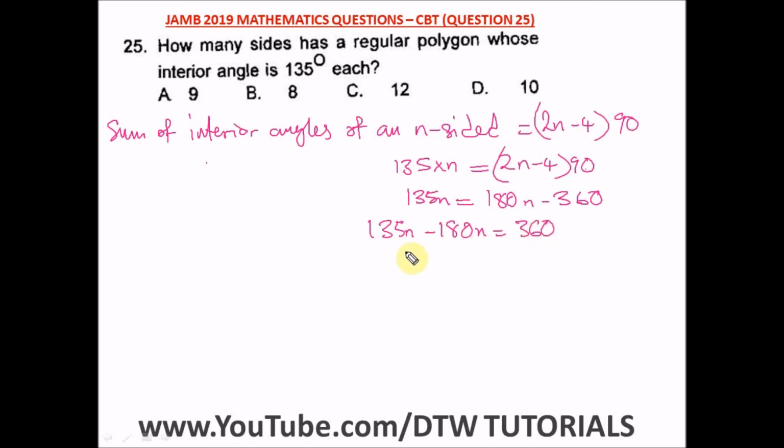And this, when we subtract, we're going to get minus 45n equal to, sorry, there's a negative here, equal to negative 360. So we divide both sides by negative 45 to get our n. This negative will cancel out, and when you divide 360 by 45, you're going to get 8. So this is a polygon which has 8 sides, so n is equal to 8. And our right option here is option B.